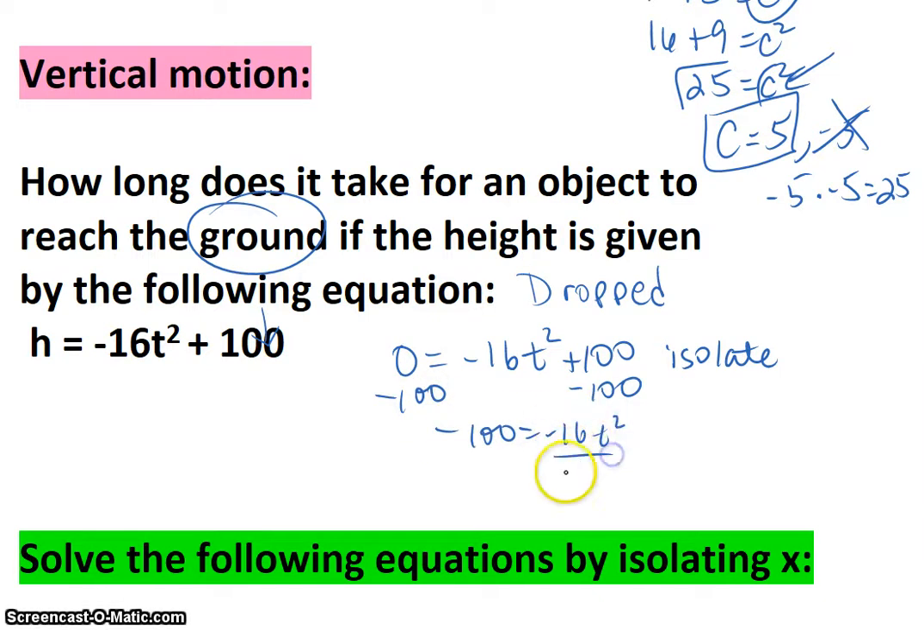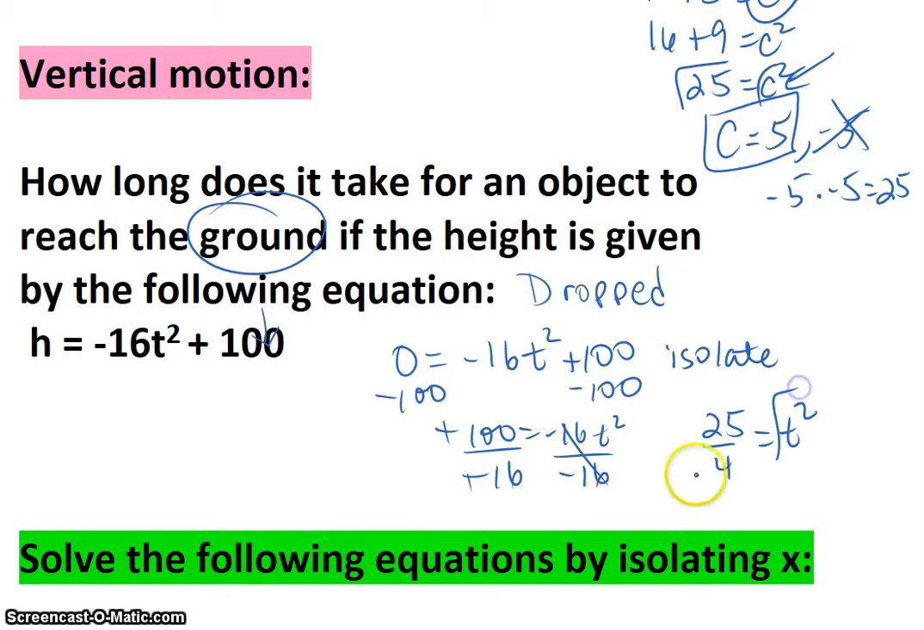The second step in isolating, just like I would a normal equation, I would divide by 16. Now, what I can do is I can take that fraction, 2 negatives make a positive. I can reduce it, 4 goes into both of those, 25 over 4 equals t squared. Notice the 16's canceled. Here I am again, just like I was with Pythagorean theorem.